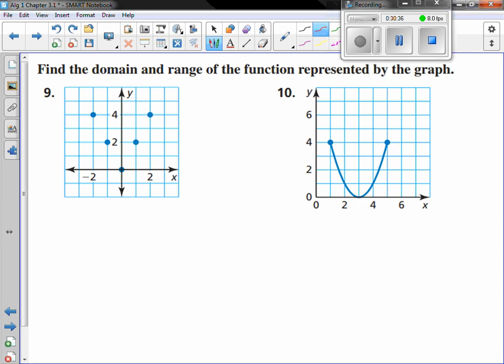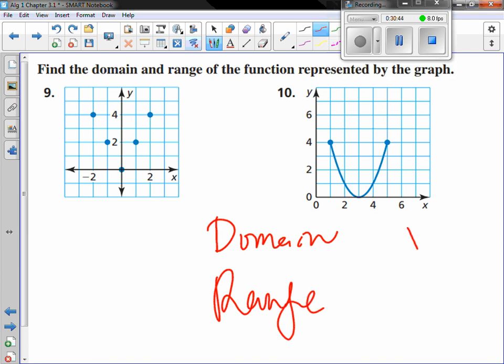Now this one here, domain, range. Again, we're going to have an inequality for the domain, and an inequality for the range. Looking at the x values, what is the smallest x value, the farthest one to the left, that this function has?